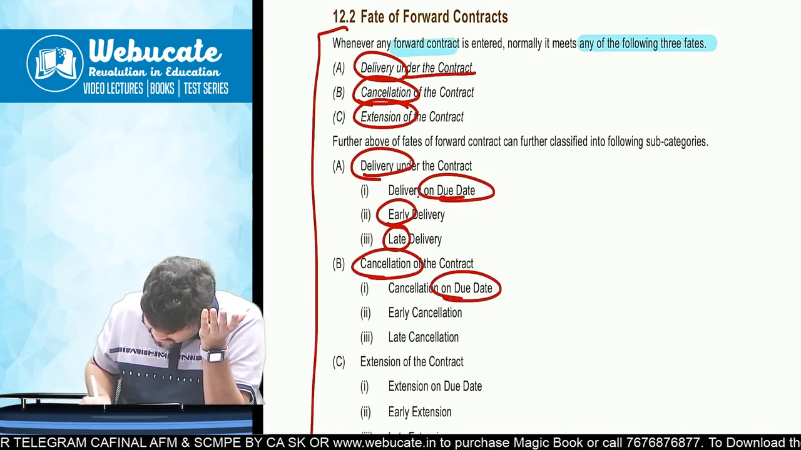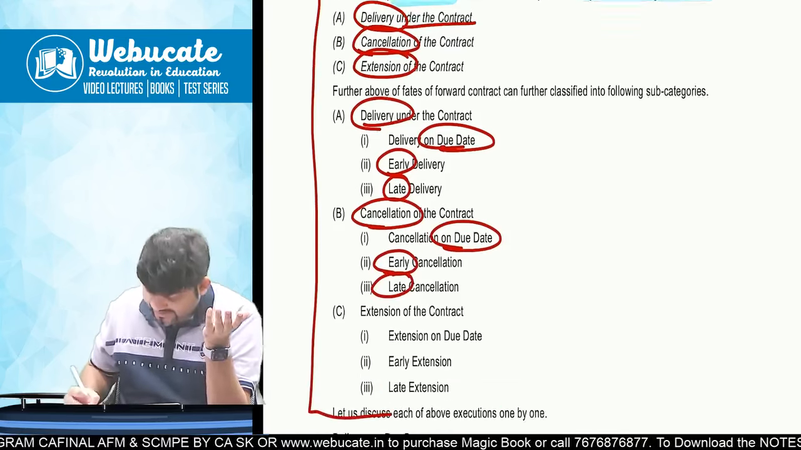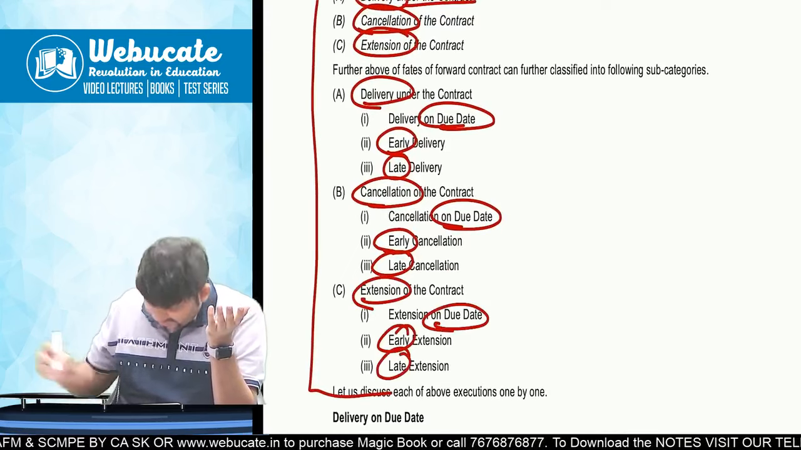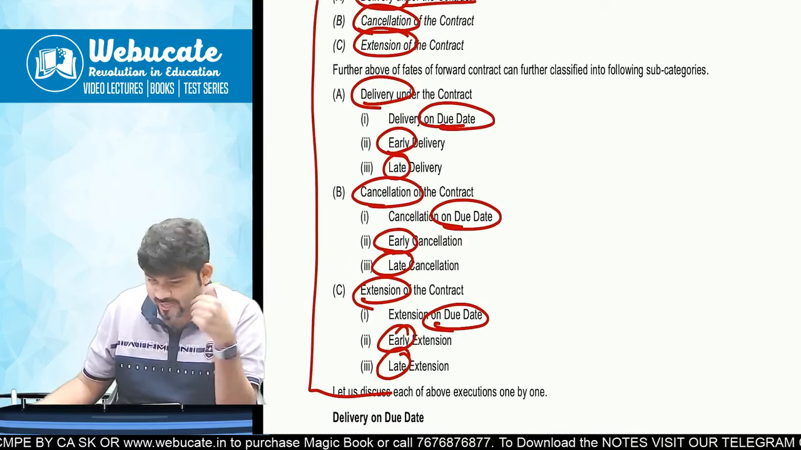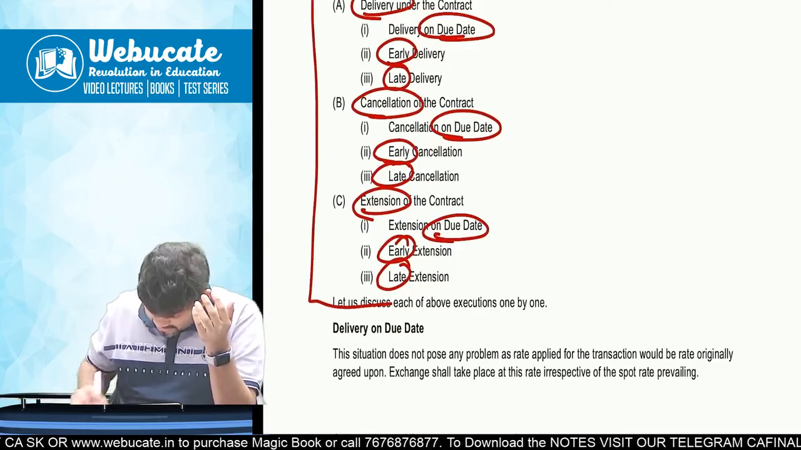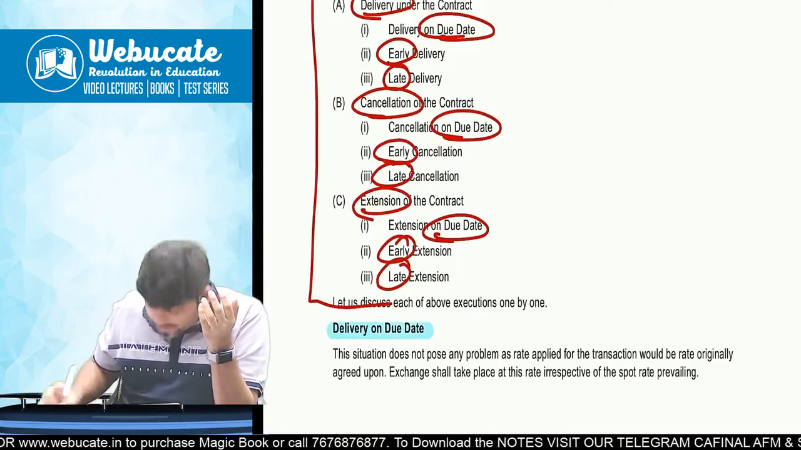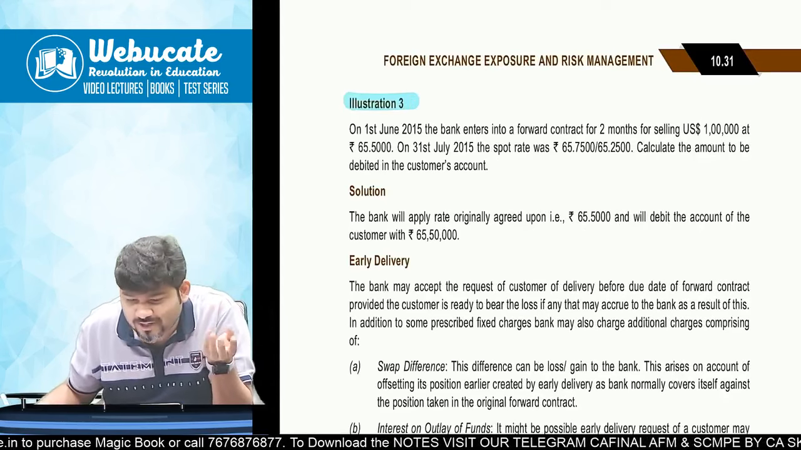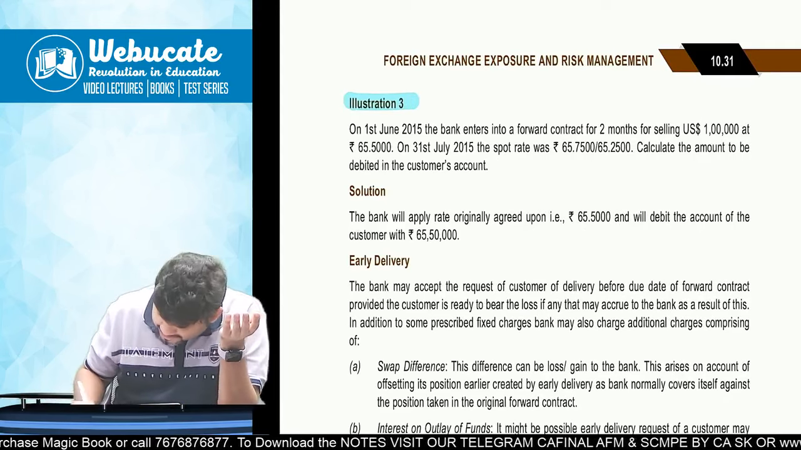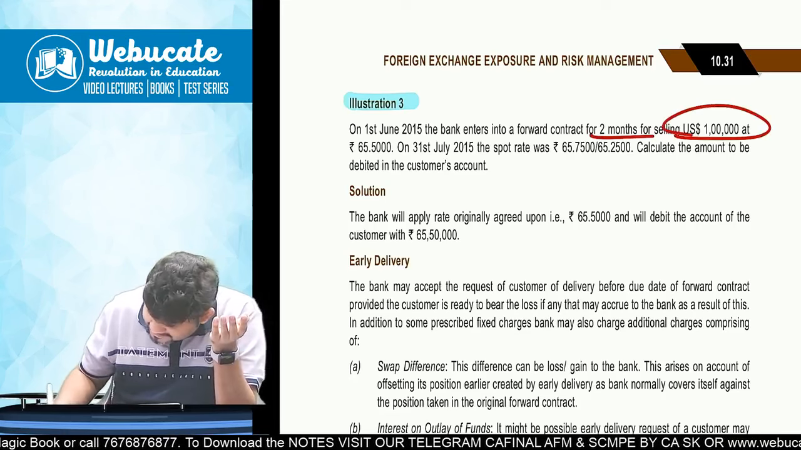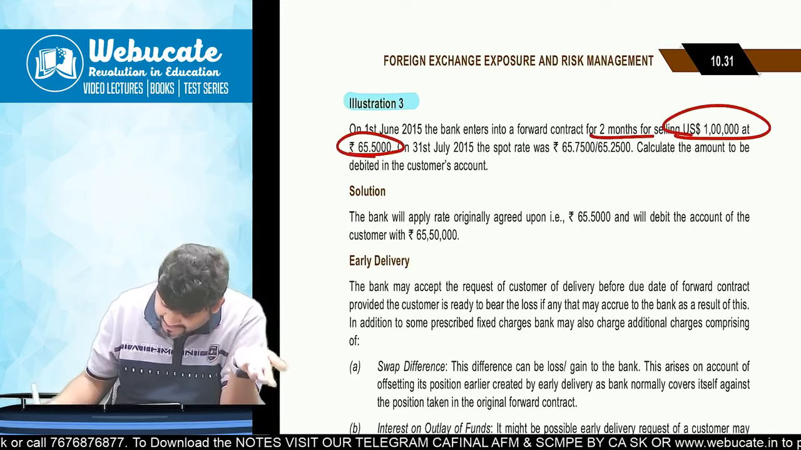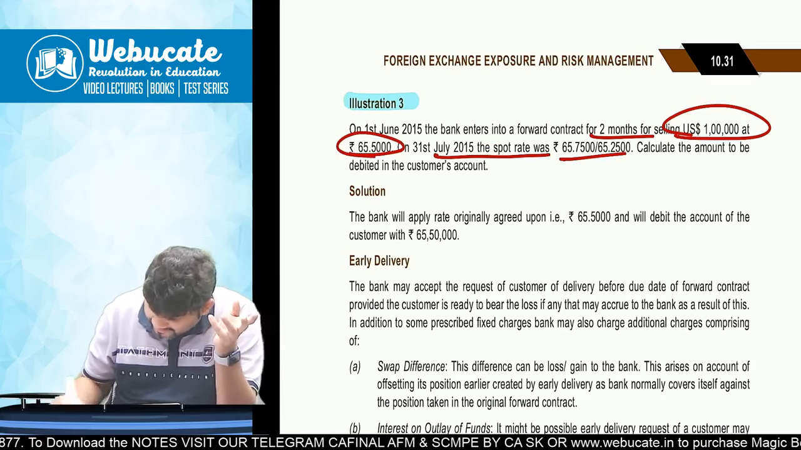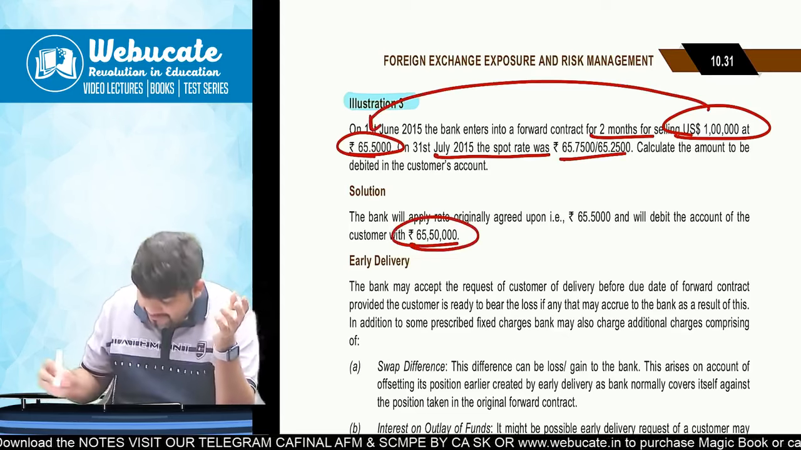Cancellation also has three things: on due date, early, late. Extension also has three things: on due date, early, late. Right? So now we are going to do all of this one by one. First is delivery on due date. We have solved so many questions on delivery on due date. You don't have to do anything. So the bank enters into a forward contract for 2 months, selling US dollar at 65.5. On 31st July, the spot rate is whatever. We don't care. Our transaction is frozen at 65.5.